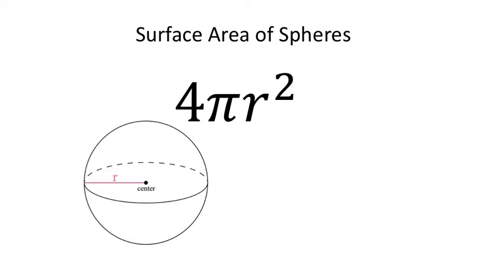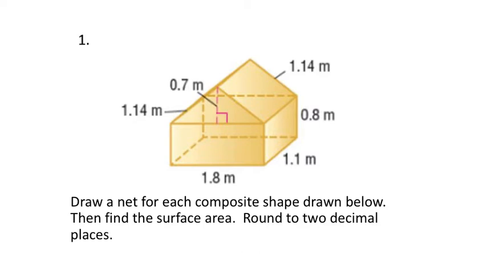It's also the only measurement you would need if you're finding the volume of the sphere, although we're not going over that today. All right, so it says draw a net for the composite shape below. I'm not going to do that, but I am going to find the surface area. We're down to 2 decimal places if it's needed, although it may not be needed. We're not really using pi in this case, but we could. Let's find out.